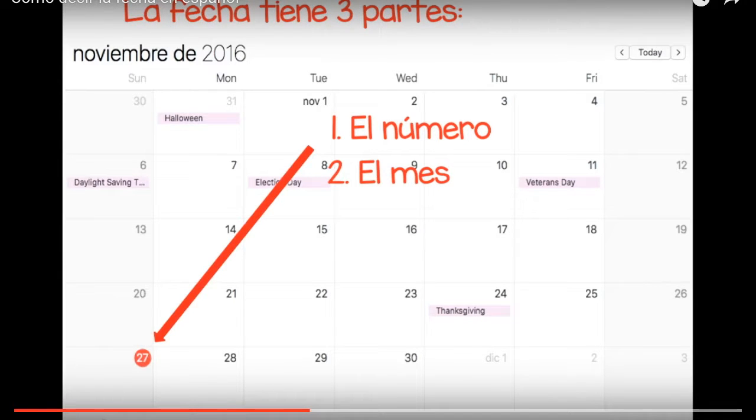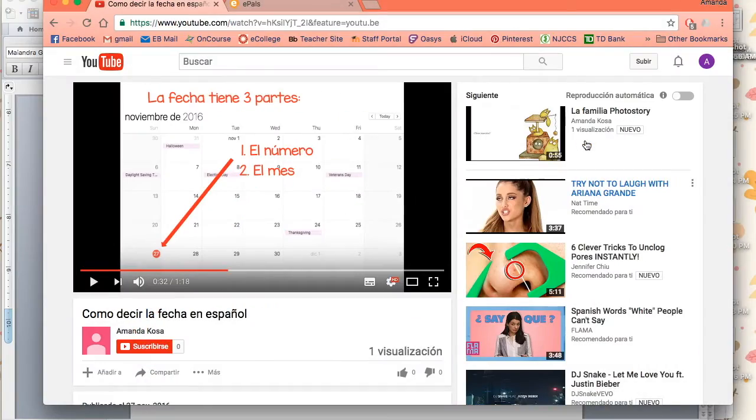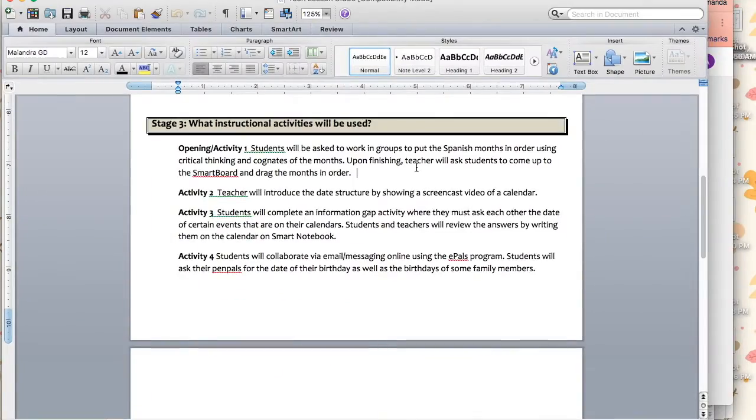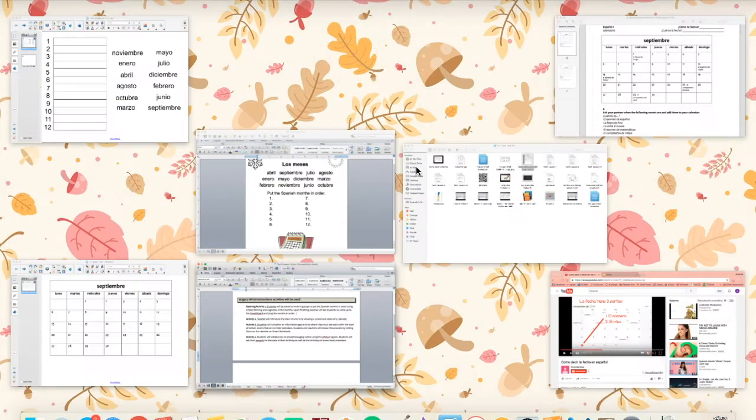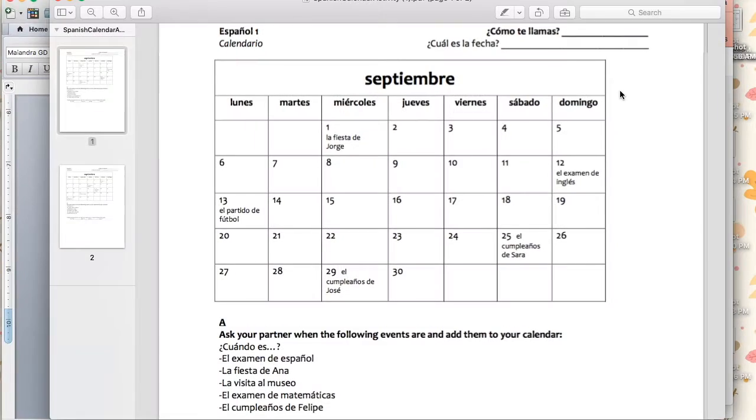And the screencast keeps going. I did also provide the arrows to show the students what they're supposed to be looking at, which I find was very helpful. After that, students will be completing an information gap activity where they must ask each other the date of certain events that are on their calendars.